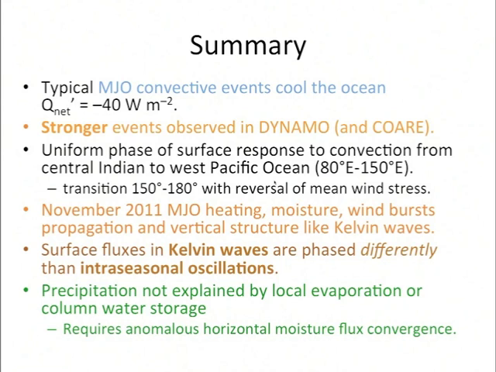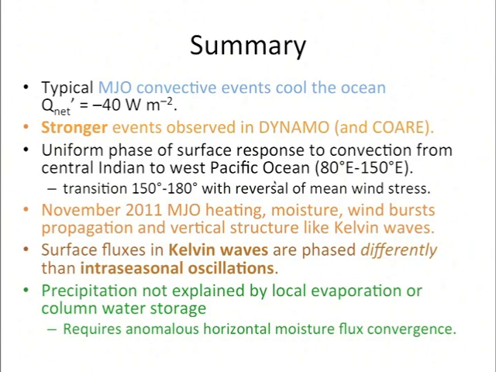The two wind bursts in MJO2 in November have moisture and wind vertical structure and propagation like Kelvin waves, and the surface fluxes in Kelvin waves are phased differently, at least to OLR, than intraseasonal oscillations. So I suggest considering using precipitation, if it's available, to composite, to find those differences in phases.